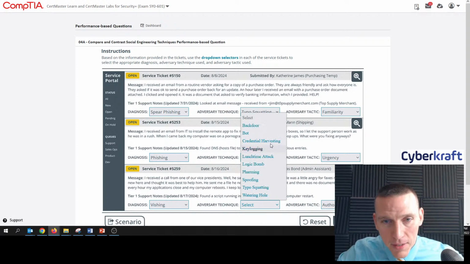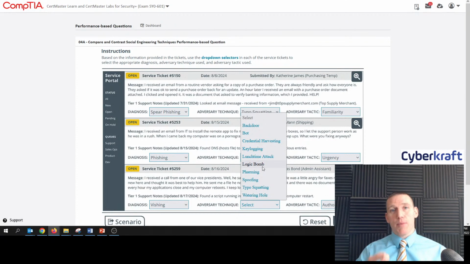So let's see if there's any we need to talk about. A lunchtime attack, that's not a real thing. Logic bomb, farming, spoofing, typosquatting, watering hole. We talked about all of these. The one that's going to fit the most here is a logic bomb. Logic bomb is a type of attack that's set to go off either at a certain time or when certain conditions are met. So this is every hour.